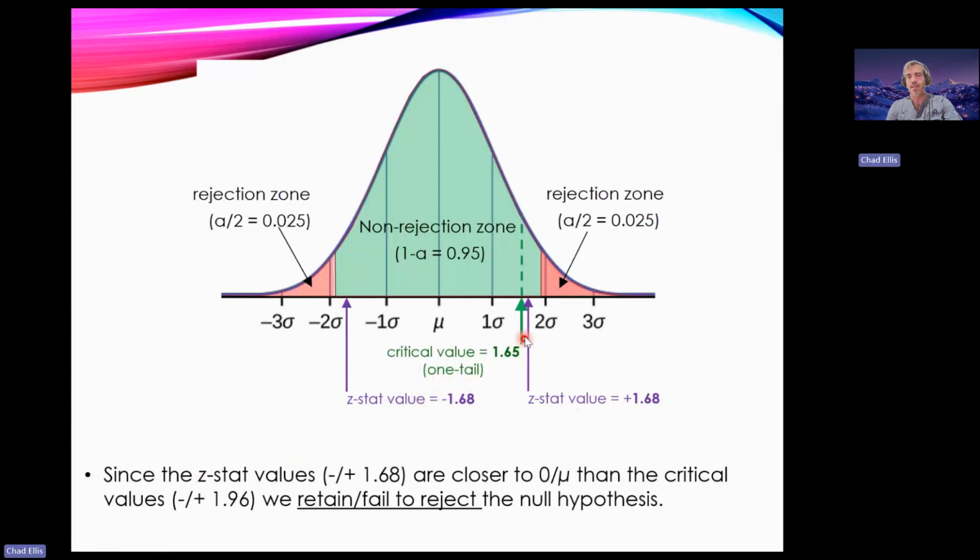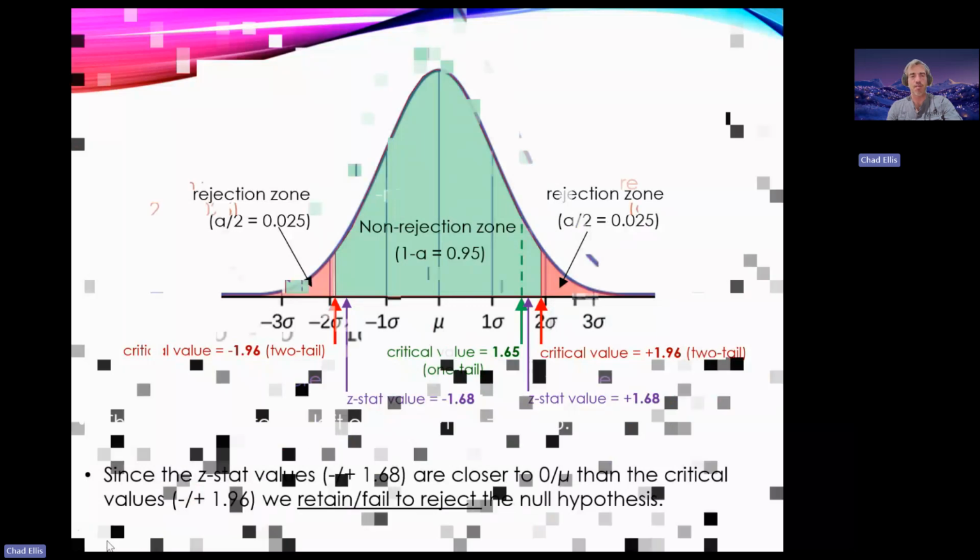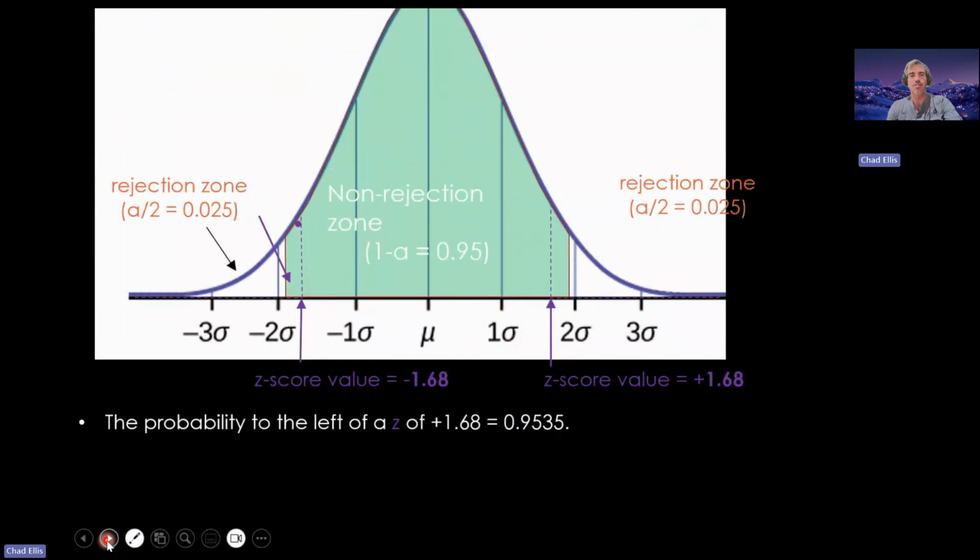In our one-tailed test, we compared that to a critical value of 1.65, which, because the z-stat landed outside of it, we rejected the null hypothesis. But now, since we're doing a two-tailed test, we see that our critical values are further away from the middle compared to our z-stats. So we actually get the opposite result by doing a two-tailed test compared to a one-tailed test. Same idea with the probability, or p-values.